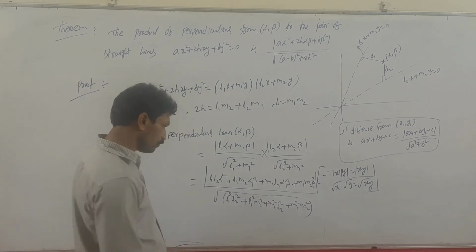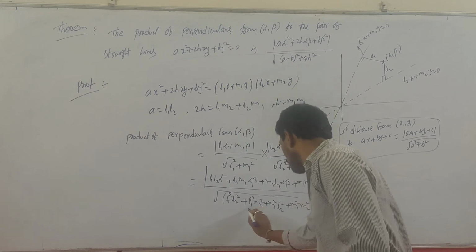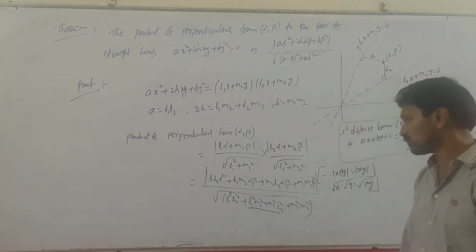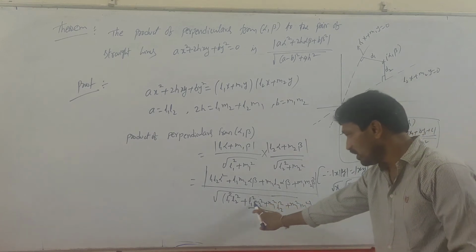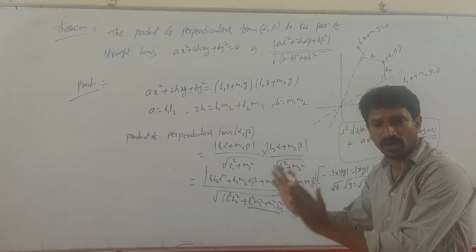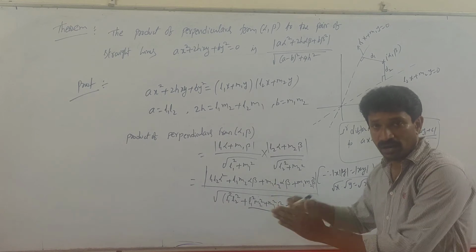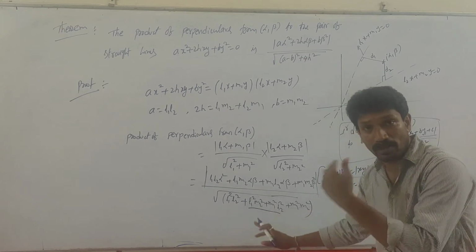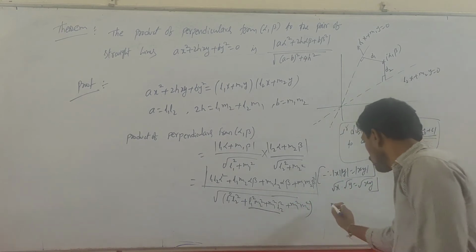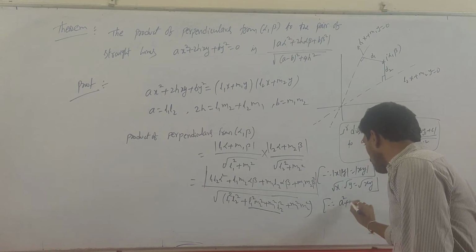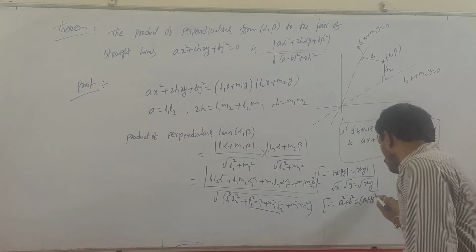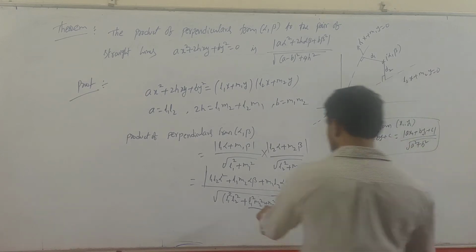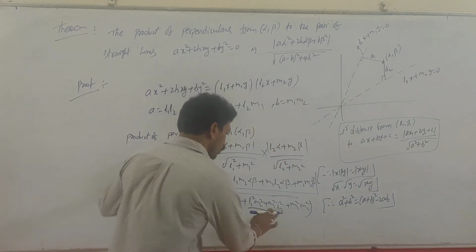See here, this one you can rewrite as L1 M2 whole square plus M1 L2 whole square. That is actually A square plus B square. Then how can I write A plus B whole square minus 2AB? That means A square plus B square is equal to A plus B whole square minus 2AB. See, you write here A square plus B square is equal to A plus B whole square minus 2AB. So A is here L1 M2, B is here M1 L2.